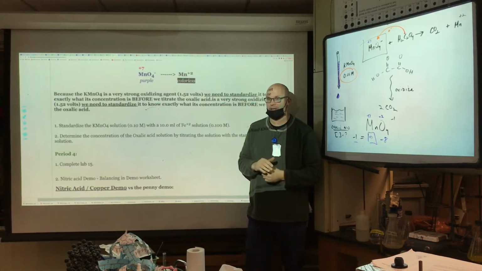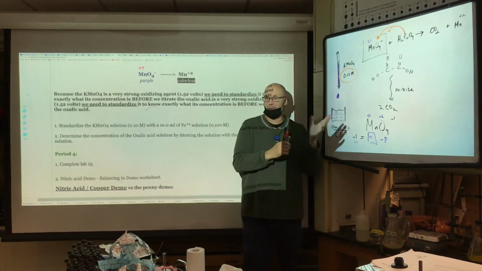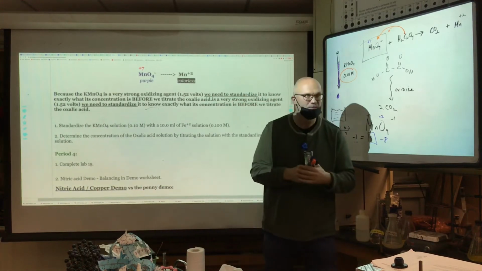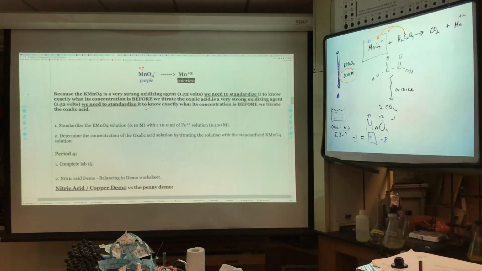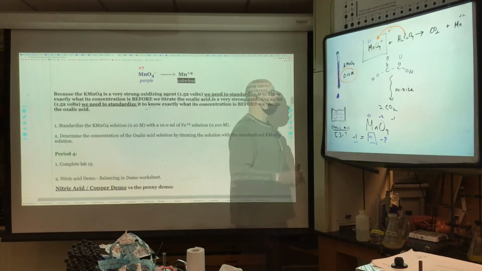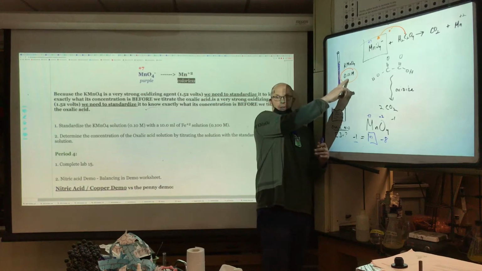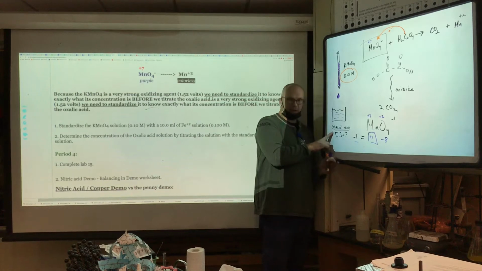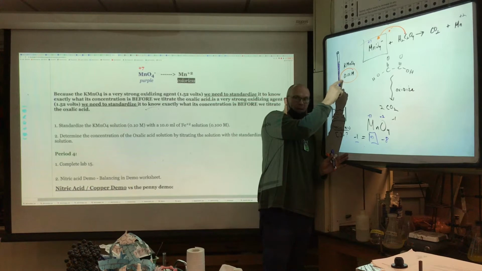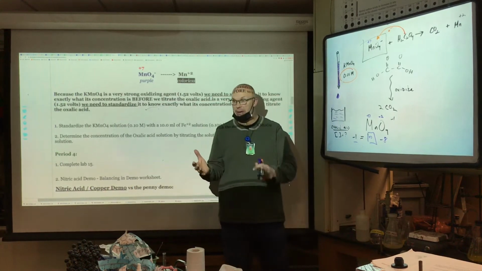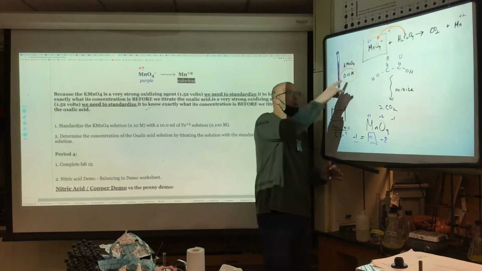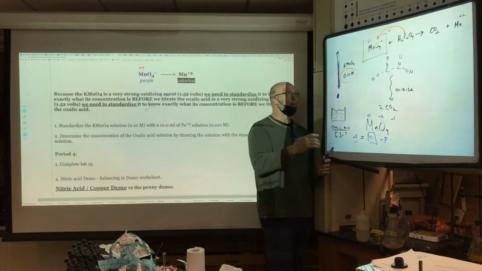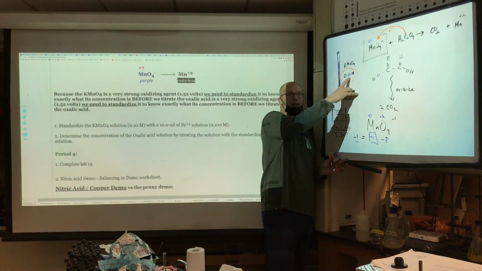So what must I do before I do this? Because it's so reactive, what do we do with the base? KHP. We standardize with KHP. So we're going to have to standardize this. So the first part of the lab is standardization. The purpose of the lab is to find the concentration of oxalic acid. I'm going to need to know exactly this concentration, just like in our aspirin and Tums lab. These titrations are based upon knowing the other chemicals' value. I made this, but it's going to be a little bit less.